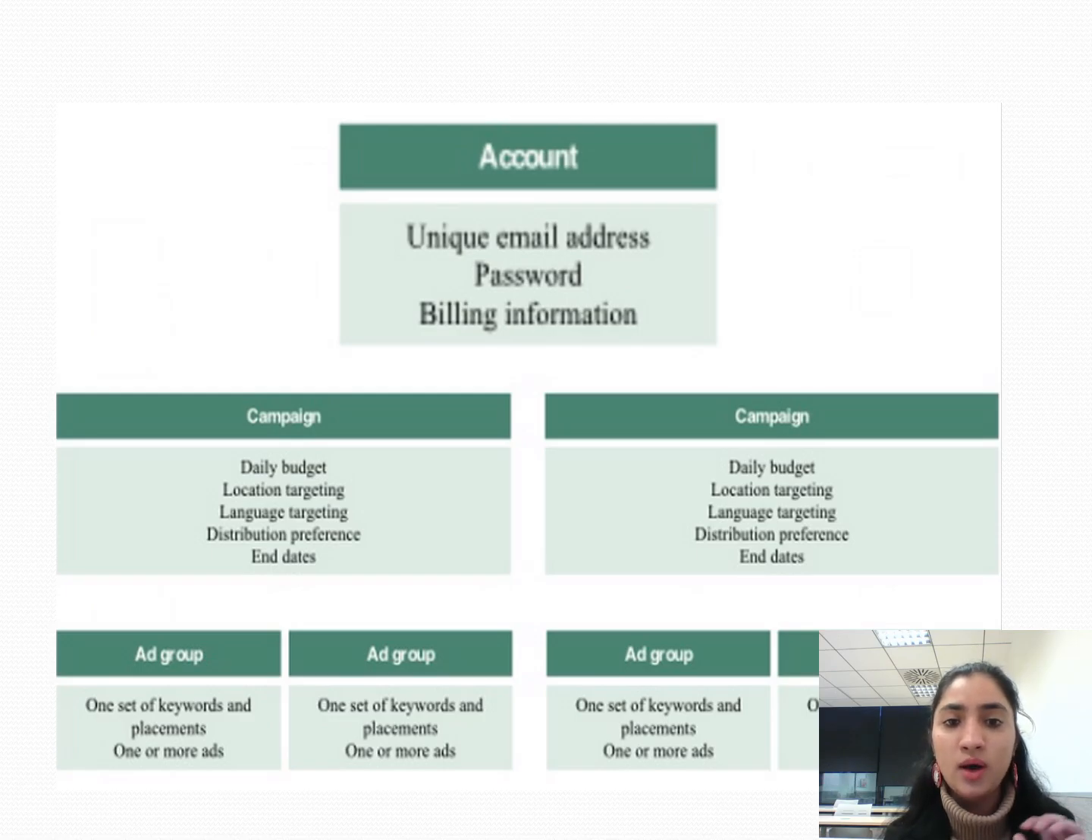Okay, so it's very easy. You have to make an account with a unique email address, password, and billing information, and you have to choose the budget for your campaign. You have to set up the targeting, like who your target audience is, what the language should be, what the distribution preference should be, and when you would like to end your date. And that's simple. Then you will set up everything, select the keywords, and then you put it on Google.